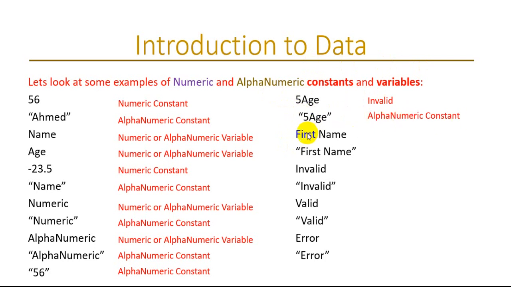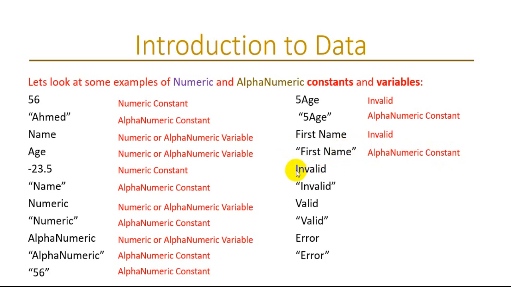Okay, right. Then we have this first name. Now this first name is invalid. Why? Because it has a space here. If the space is not there, then no problem. Then it will become an alphanumeric or numeric variable. But since there is a space here, this is invalid. You cannot use that. Then the first name within double quotes. This is a numeric constant. Sorry, alphanumeric constant. Anything in double quotes is an alphanumeric constant. No problem with that. Okay.